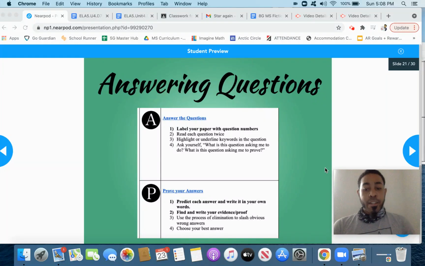Awesome with the T and the R today. Now we need more practice with the A and the P. Okay, this is how we get the correct answer. That's going to give us a higher score.